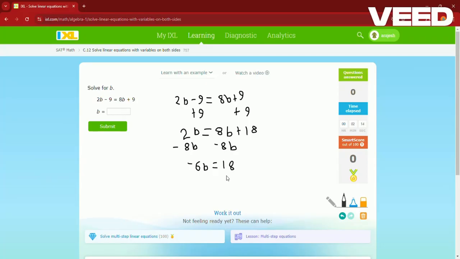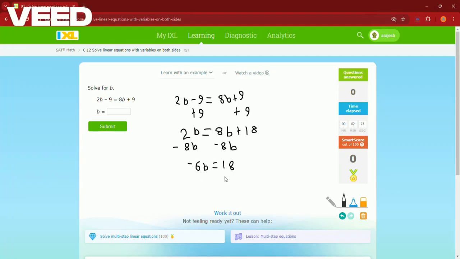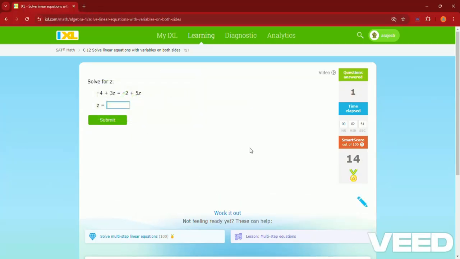Now to find it, you'd have to divide 18 by negative 6, so it would be like this. Sorry for my stammering. 18 divided by negative 6. And then there you have it. b is equal to negative 3. So we're going to check if it's correct or erroneous. Let's go. Yeehaw! We know it worked. That's how I do it, guys.